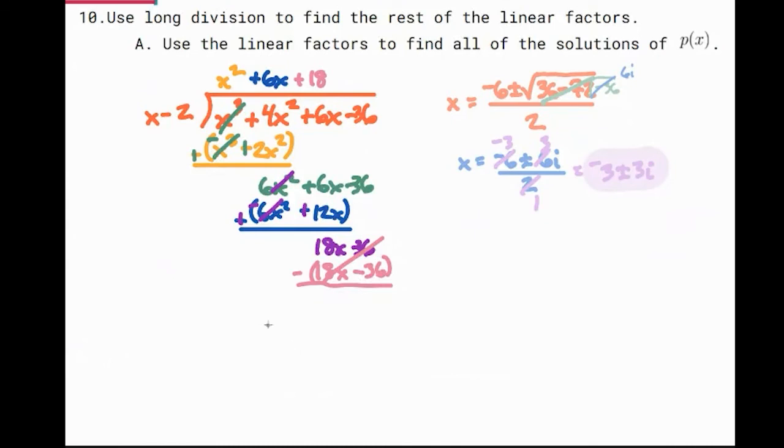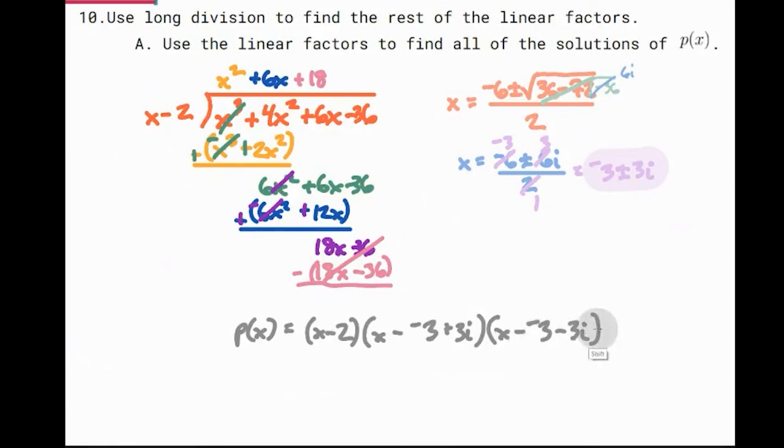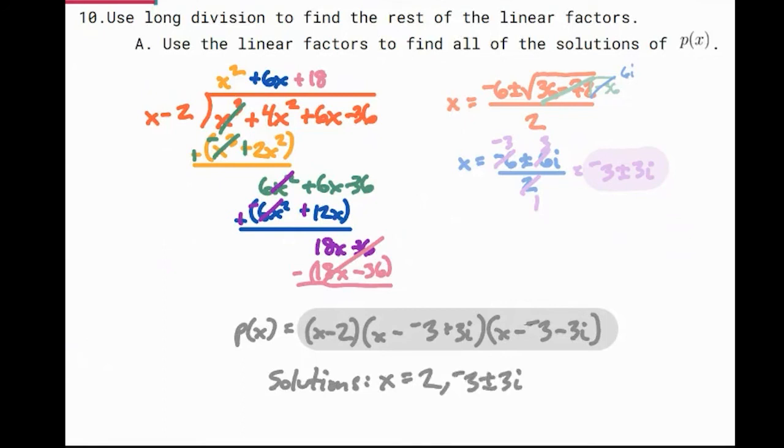So that's what I'm going to do now. You should get p of x is equal to x minus 2 times x minus -3 plus 3i and x minus -3 minus 3i. And then all the solutions would be x equals 2 and x equals -3 plus or minus 3i.